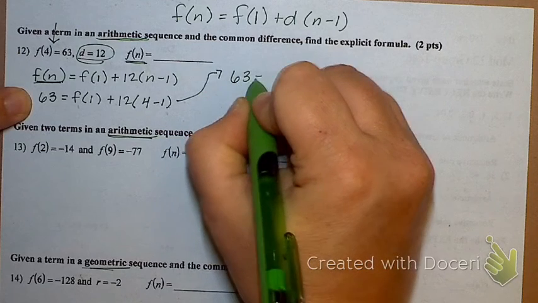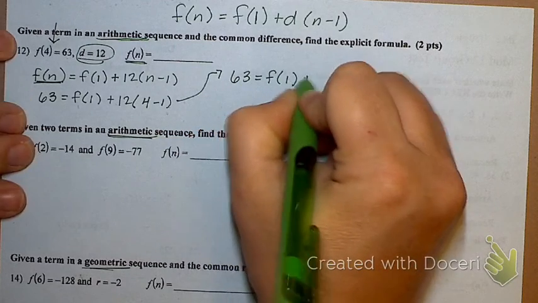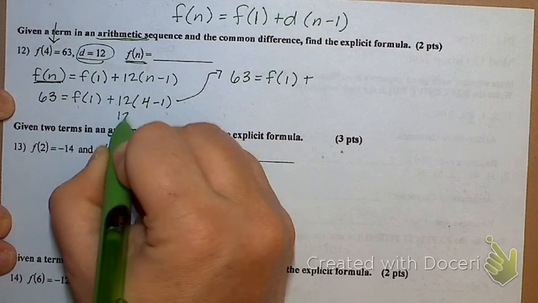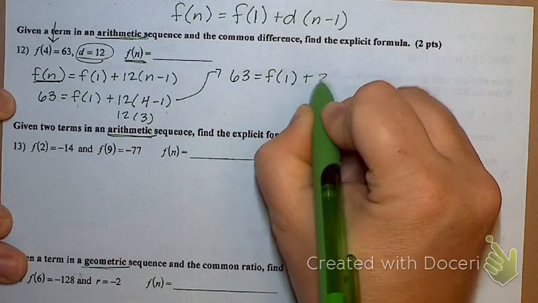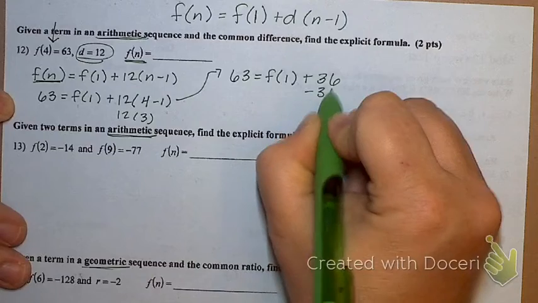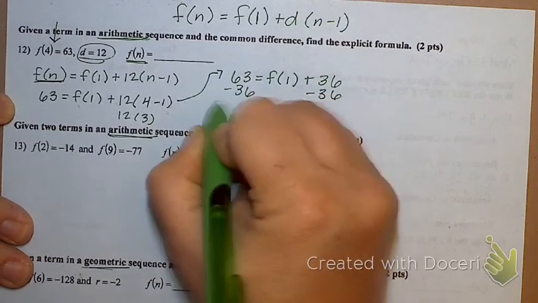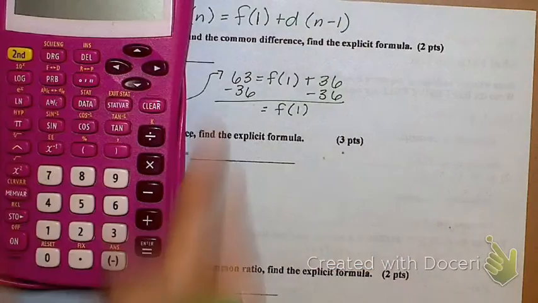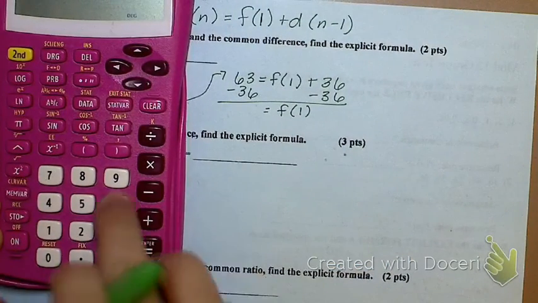63 is equal to the first term plus, what is 12 times 4 minus 1? Isn't that 12 times 3? 36. So if I subtract 36, I get f of 1 equals what? 27. Let me make sure. 63 minus 36 is 27.